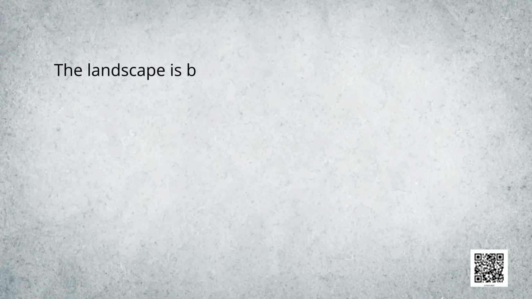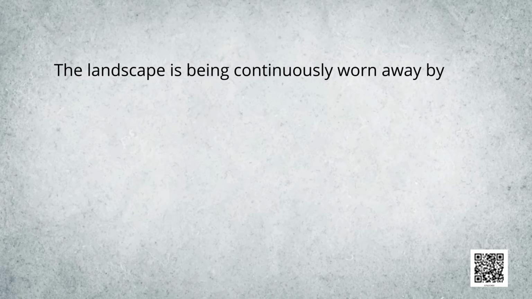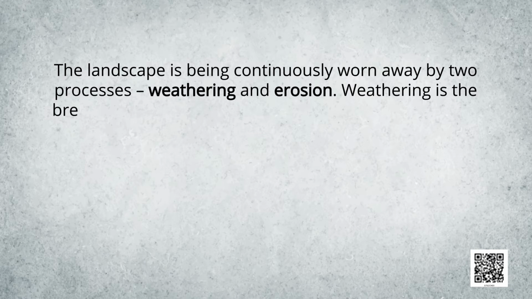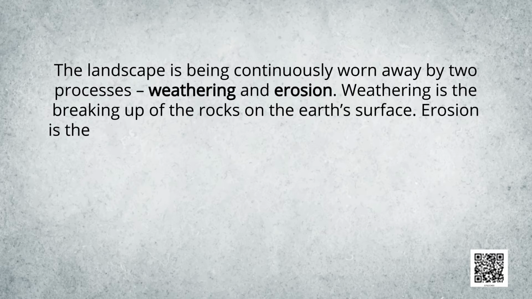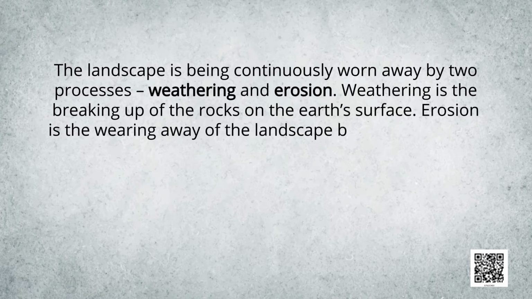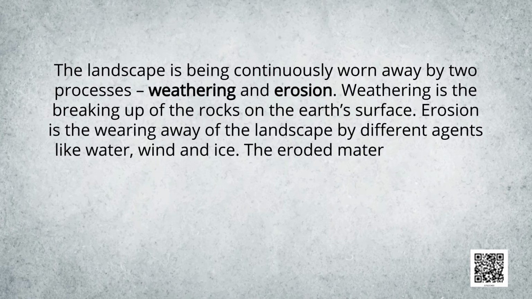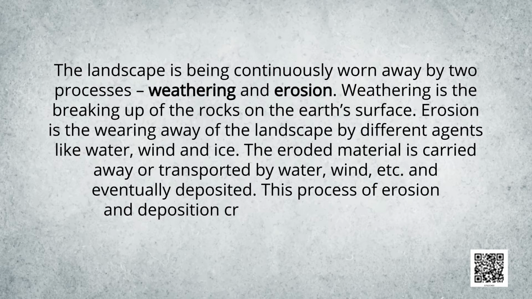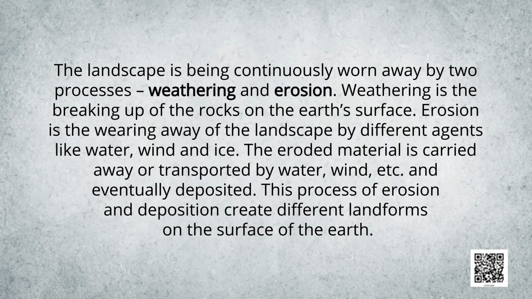The landscape is being continuously worn away by 2 processes, weathering and erosion. Weathering is the breaking up of the rocks on the Earth's surface. Erosion is wearing away of landscape by different agents like water, wind and ice. The eroded material is carried away or transported by water, wind, etc. and eventually deposited. This process of erosion and deposition creates different landforms on the surface of Earth.